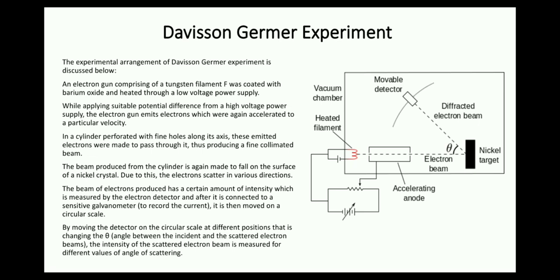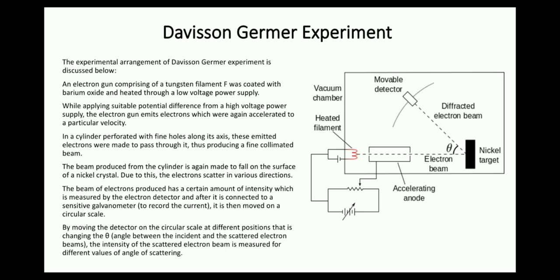The beam produced from the cylinder is made to fall on the surface of a nickel crystal. Due to this, the electrons scatter in various directions. Now the direction can be anything. The intensity of the beam of electrons is measured by an electron detector, which is connected to a sensitive galvanometer to record the current, and it is moved on a circular scale.